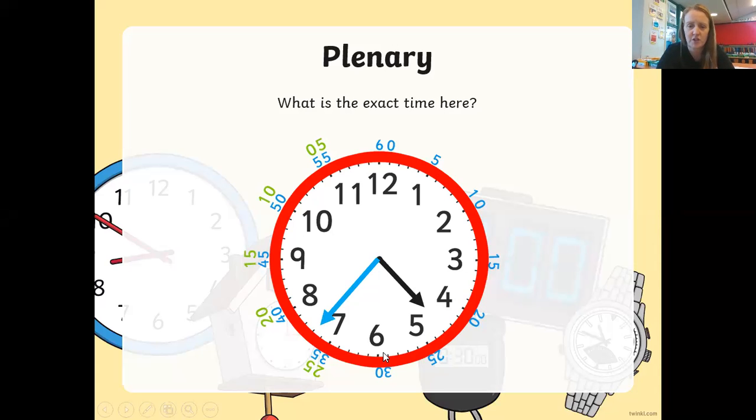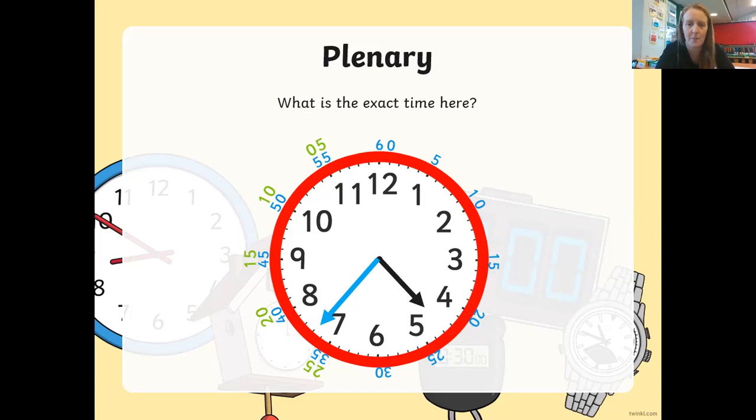Now, remember, you could have done it in 2 ways. You could have started here on 30 to see how many minutes until you get to the minute hand. So 1, 2, 3, 4, 5, 6. There are 7 minutes. So I know I've got to do 30, take away 7. What's 30 take away 7? That's right, 23. 23 minutes to 5.